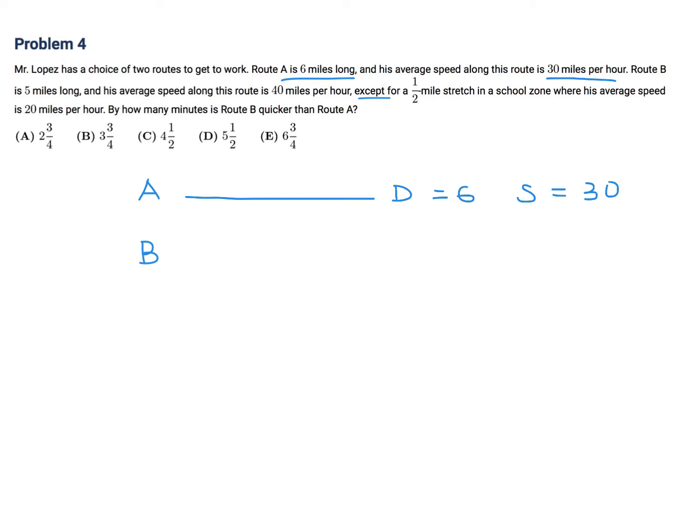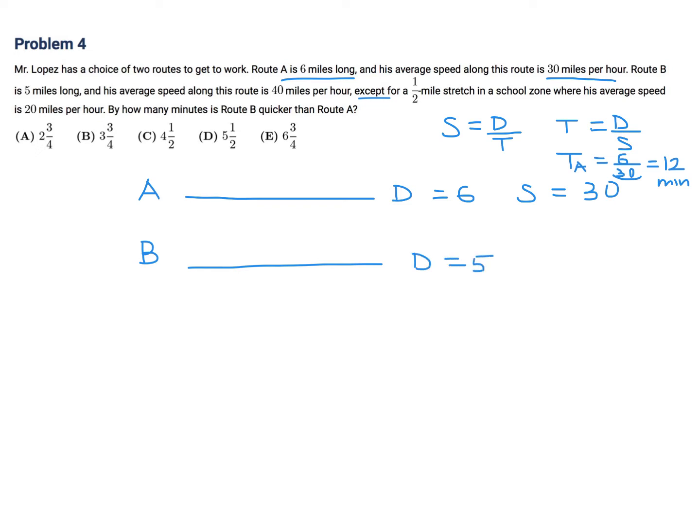So we use our standard formula, speed is equal to distance over time, or any variation of that. So time would be distance over speed. And therefore the time for Route A would be 6 over 30, but that's in hours. So 6 over 30 is a fifth of an hour, which is 12 minutes, because this is in hours. Okay, let's do the same thing for B, but B is a little bit different. The distance here is 5, but then there's an additional half mile in a school zone. The speed for the first part is 40 miles per hour, but for this half mile, it's only 20.